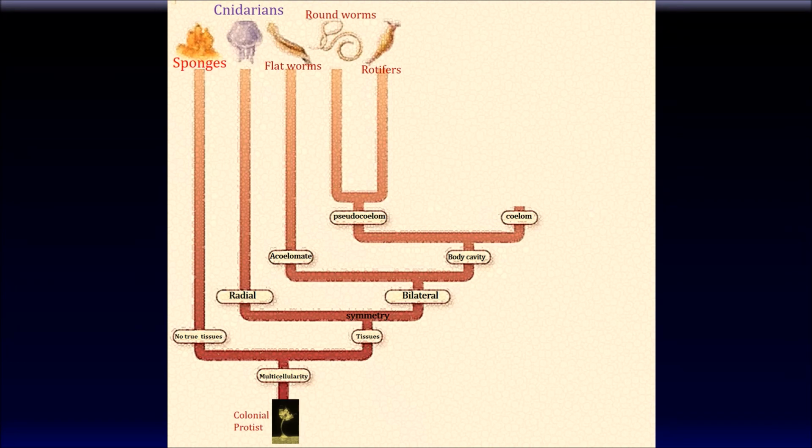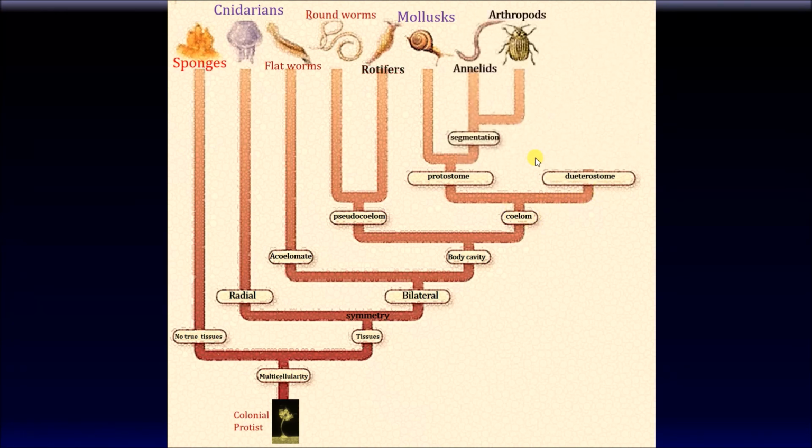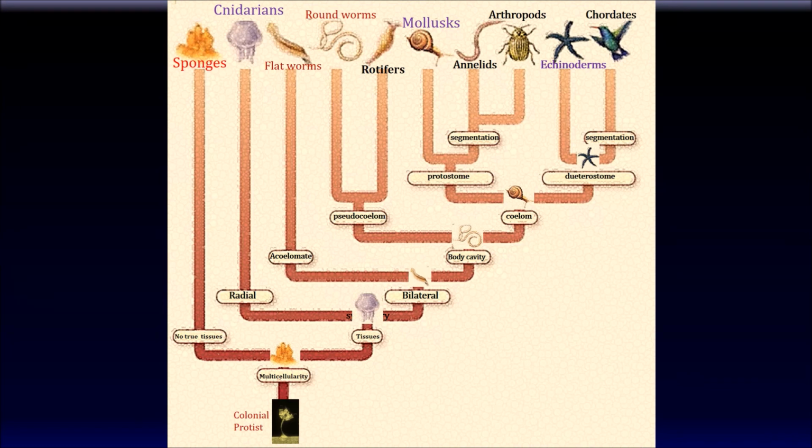A branch of these is the rotifers. When they did make it, they made a true coelom. There were two branches, the protostomes and the deuterostomes. The true coelom mollusks, the protostomes, and the true coelom deuterostomes. The mollusks, as I suggested, evolved into the annelids, the segmented worms, and then they developed into the arthropods, which include the insects. Among the deuterostomes, we had the echinoderms, and some developed segmentation to give rise to the chordates.